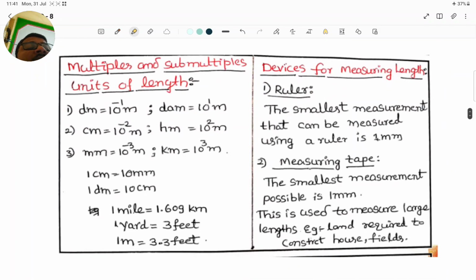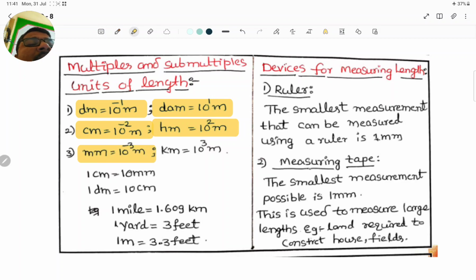Next, multiples and submultiple units of length. Already we know. Decimeter is 10 to the power of -1, a submultiple. Decameter is 10 to the power of 1, a multiple. Centimeter is 10 to the power of -2, a submultiple. Hectometer is 10 to the power of 2, a multiple. Millimeter is 10 to the power of -3, a submultiple. Kilometer is 10 to the power of 3, a multiple.